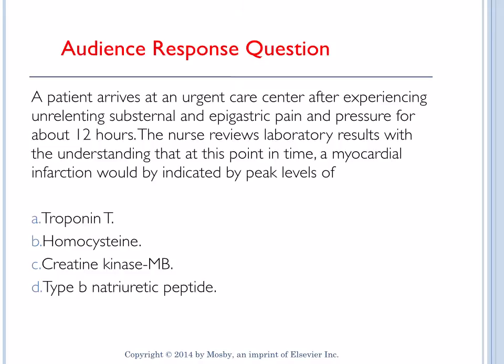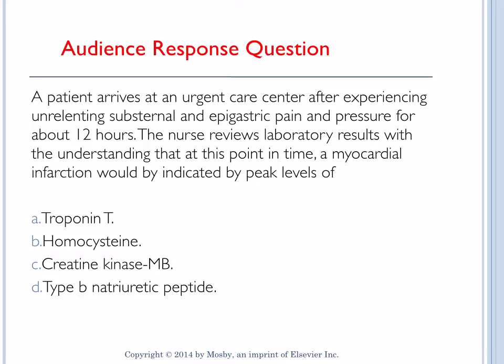So they are all the lab biomarkers I have explained to you: troponin T, homocysteine, creatine kinase MB, type B natriuretic peptide. So the answer is very clear. It's troponin T. Make sure you remember troponin T.